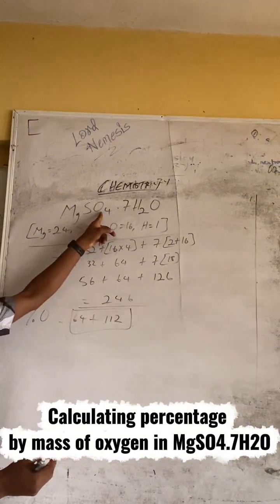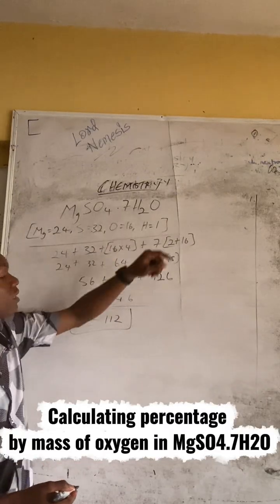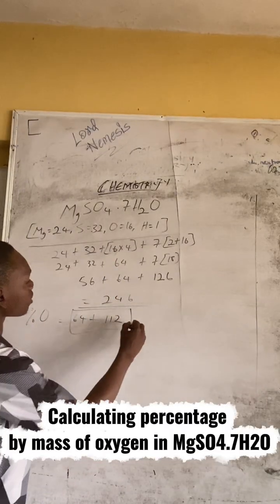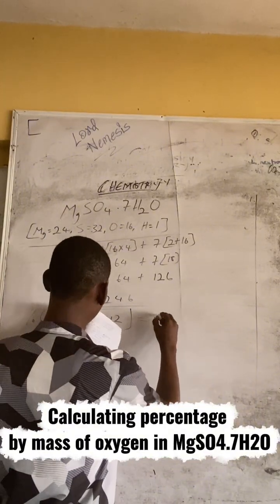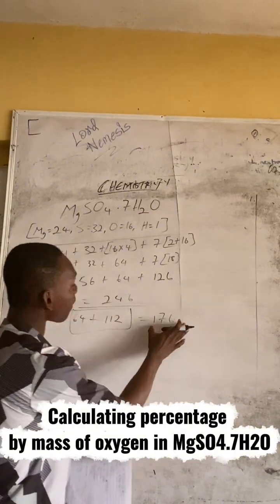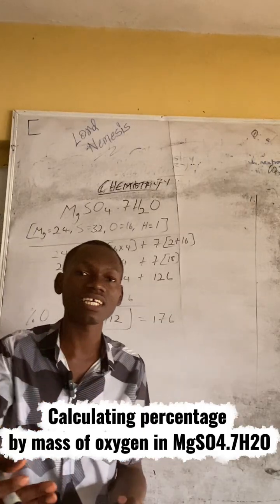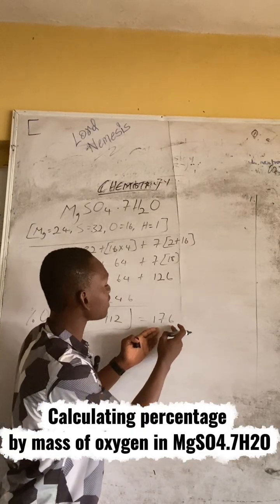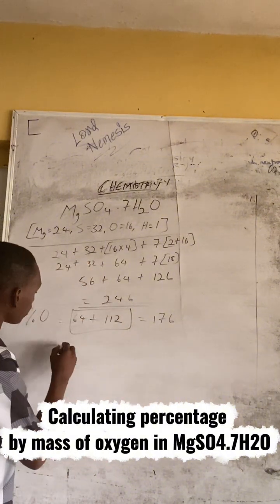So 64 from the oxygen in the main salt, and 112 from 7 times 16, and the total will be 176. So this is the mass of only oxygen. Now let's calculate the percentage of 176 in 246. So simply do that.